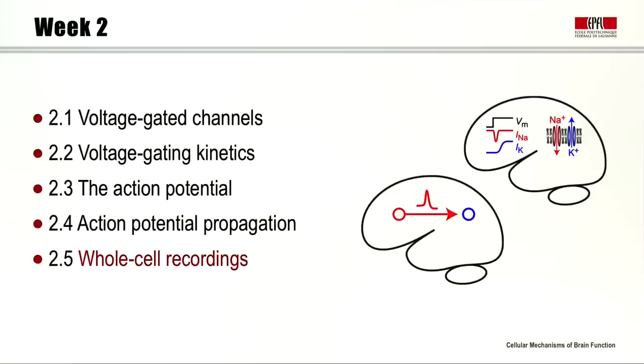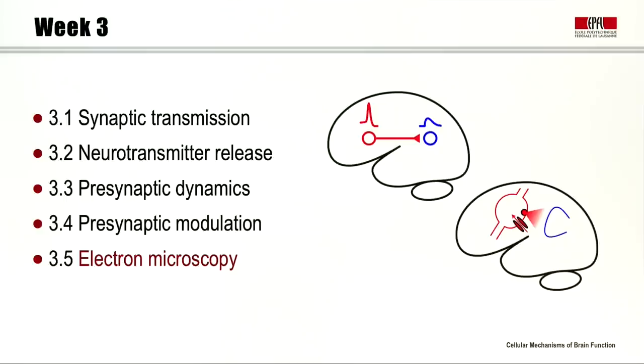At the end of week 2, we'll make a lab excursion to see how neuronal membrane potential and action potentials can be measured in vitro in mouse brain slices using the whole cell patch clamp recording technique. A key function of the action potential is to drive synaptic transmission, the release of a chemical substance, a neurotransmitter, sending a signal to other specific neurons.